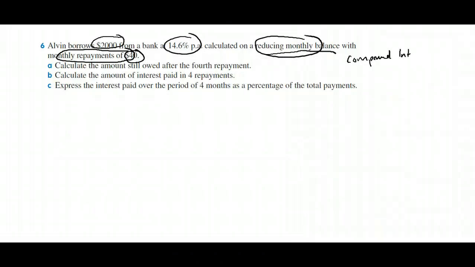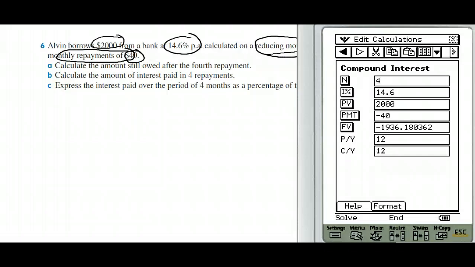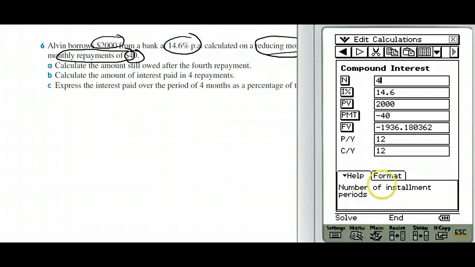it says in part A, calculate the amount still owed after the 4th repayment. So 4 payments have been made. If we go to help, you can see the number of installment periods is 4. And because these are happening monthly, we have to put down 12 for PY and CY. There's 12 installments per year because it's monthly. Okay, once we've put in all that, we also need to put in the payments. They're negative 40, because the negative shows that they're reducing the loan rather than adding on to it. Not making it bigger, it's making it smaller. That's why it's negative.